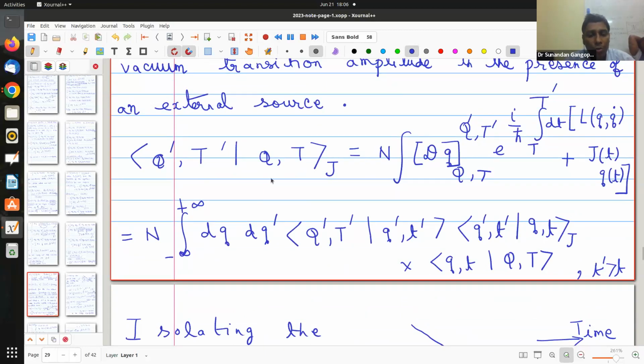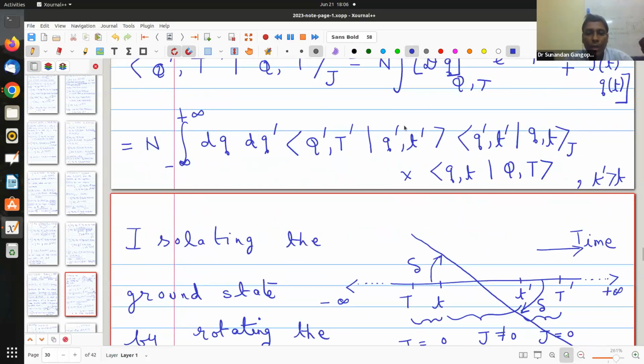So I want to introduce completeness relations, so I want to introduce identity operators, and I do that in the following way. I introduce an identity operator by introducing an integral over q prime, ket q prime t prime, bra q prime t prime, and then I want to introduce another integral over q, which is ket q t and bra q t. And if I do that, I will get this expression.